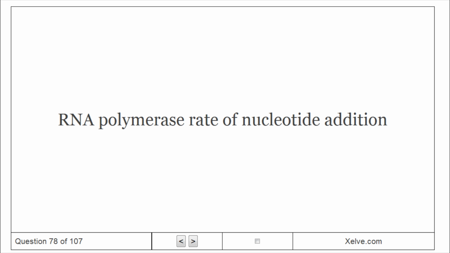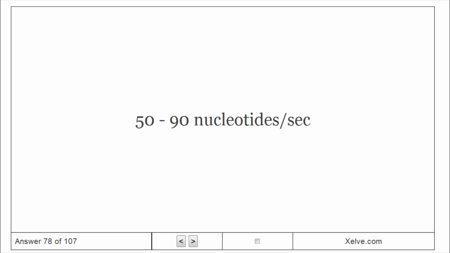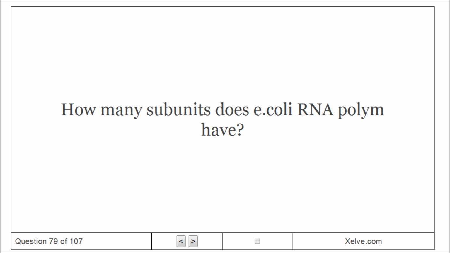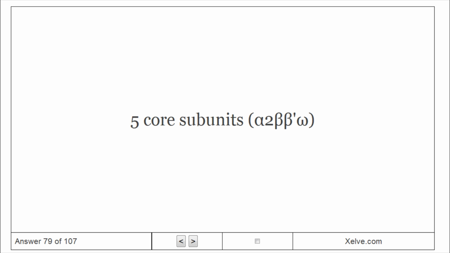RNA polymerase rate of nucleotide addition: 50 to 90 nucleotides per second. How many subunits does E. coli RNA polymerase have? 5 core subunits.